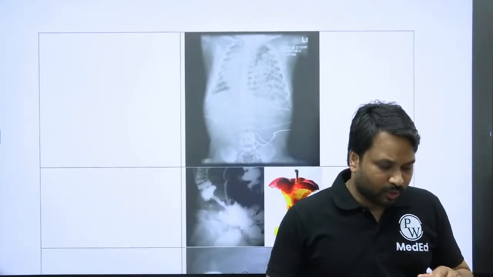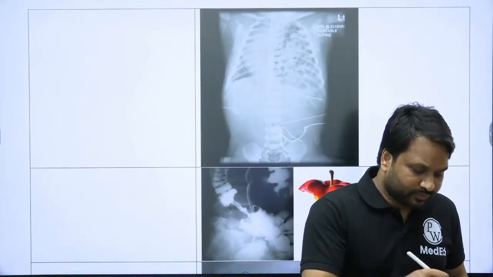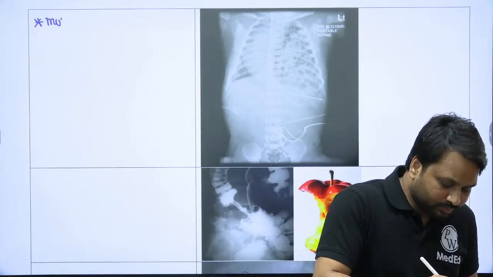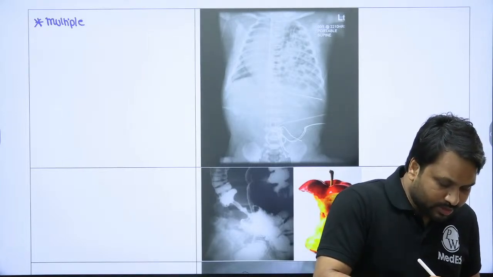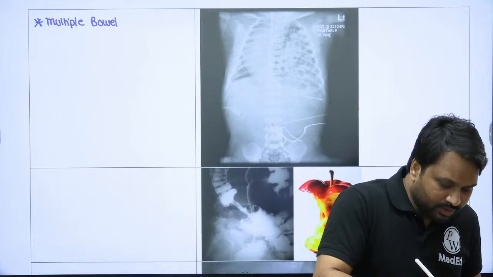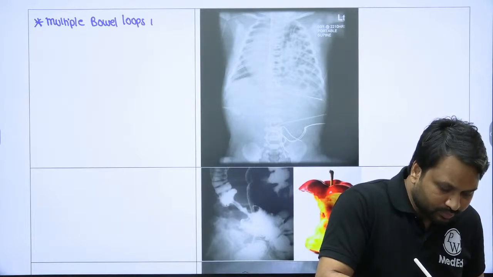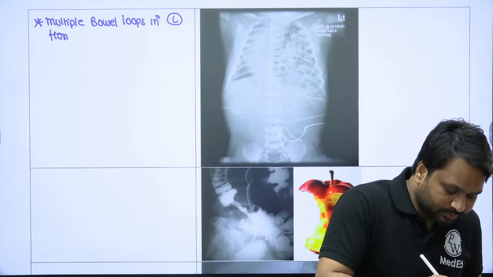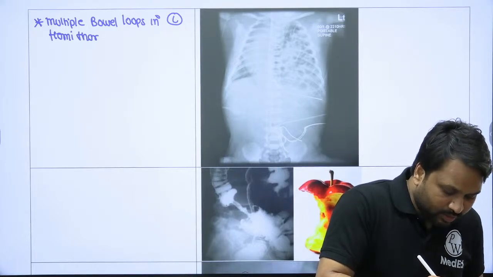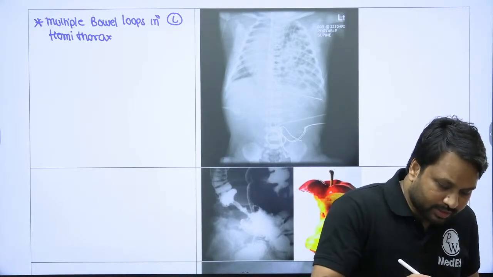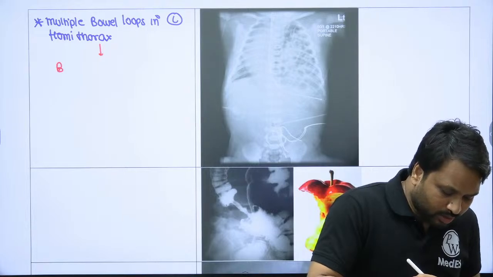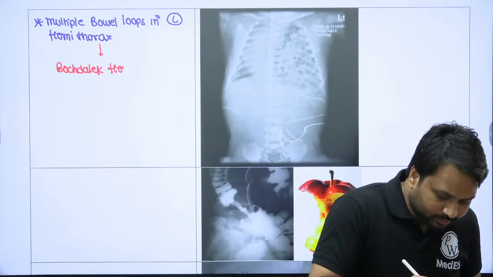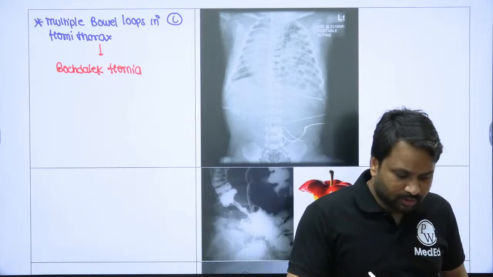Now, another spotter that you have: presence of multiple bowel loops in the left hemithorax. Left hemithorax in a newborn, then the answer here is going to be your Bochdalek hernia.